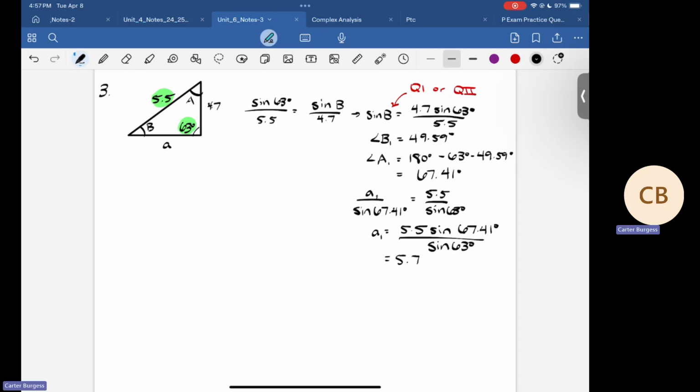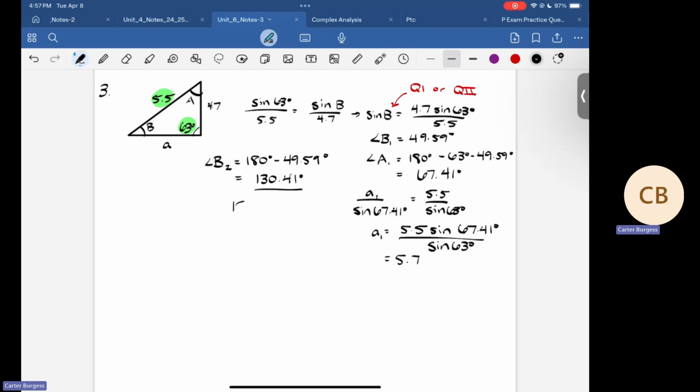Now the other thing that we have to consider is, well, maybe it's a quadrant 2 angle. Maybe it's the equivalent angle in quadrant 2 that is giving us this triangle. In order to find the equivalent, so my second option for angle B, we're simply going to take 180 minus my first option for angle B, which in this case was 49.59, which gives me 130.41 degrees. But what you'll notice is that this is too big.